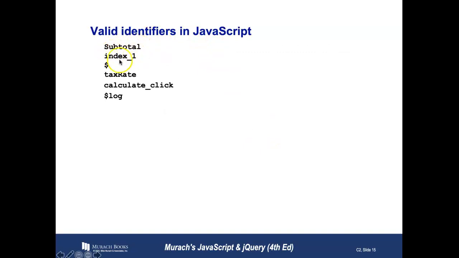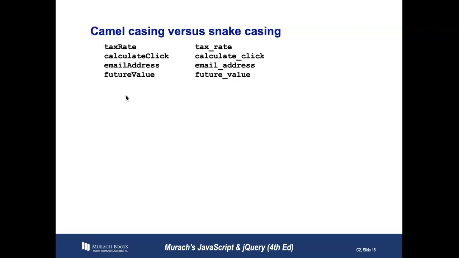So these are valid identifiers. You get a variable here, index 1, $ sign can be an identifier, tax rate, calculate, click, $ sign with a word. So these are all things that hold data. So this is camel casing right here, which I just mentioned. And this is snake casing with an underscore. I don't use either. I would use tax rate. I would use calculate, click. I would use email address, future value without the underscore.